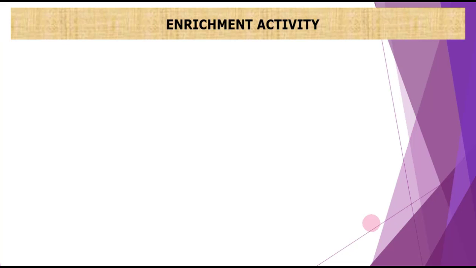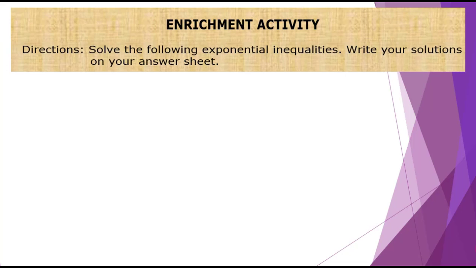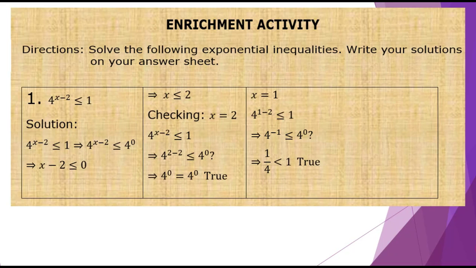For number 4, enrichment activity, solve the following exponential inequalities and write your solution on your answer sheet. Let's start with number 1. 4 raised to x minus 2 less than or equal to 1. Solution: copy the expression, then it has to be that the expression on the left side has the same base as on the right side. Well, 1 in terms of base 4 with exponent, so 4 raised to 0 is 1. So we can rewrite 1 as 4 raised to 0.